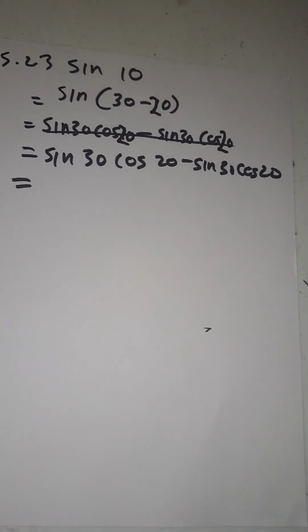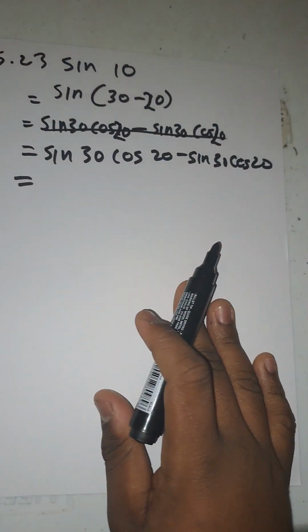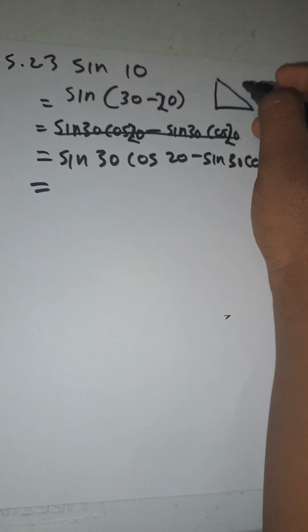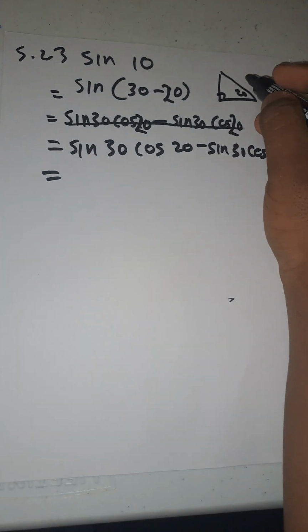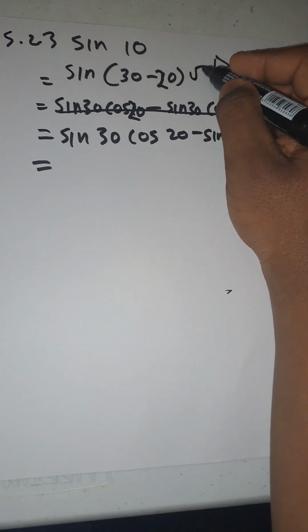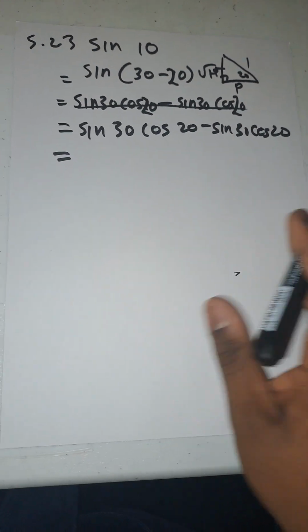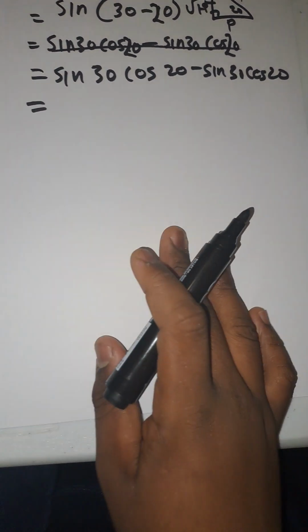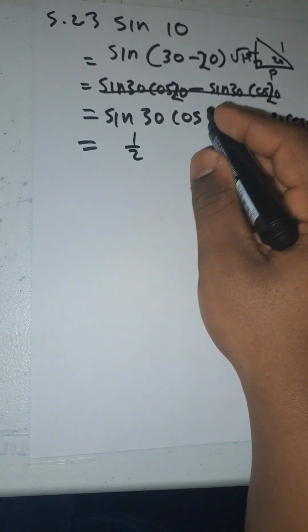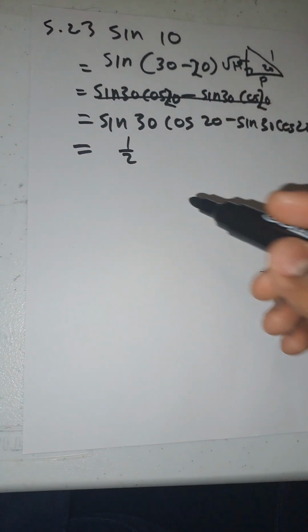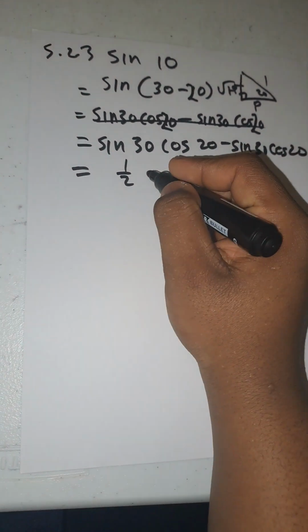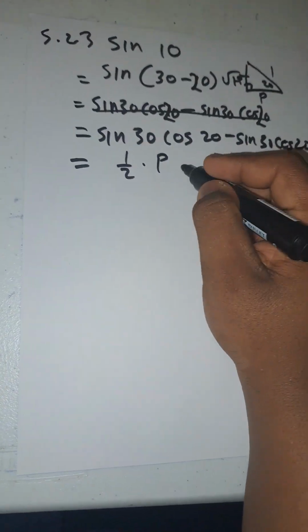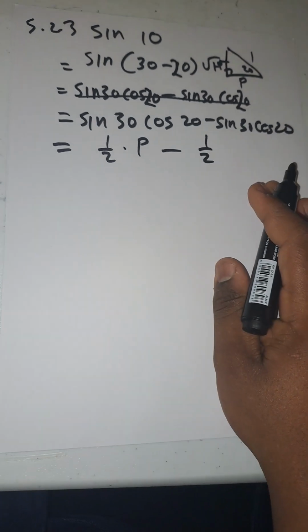So now, since I have my sine 30 cos 20 sine 30 cos 20, remember my triangle looks like this, and I have 20 here, and I have p, 1, root 1 minus p squared. So now let's check what your sine 30 is from your knowledge from grade 10. Sine 30 is a half, guys. So now I'll have 1 over 2. What is cos 20? Remember from our graph, it was given that cos 20 equals p. So times p. So minus what? Sine 30 half. What is cos 20?